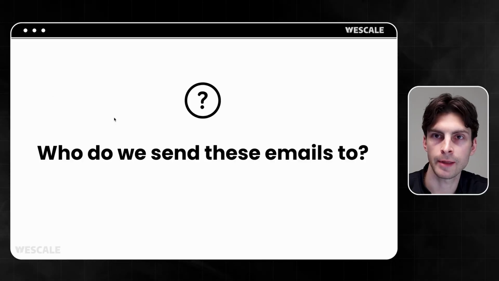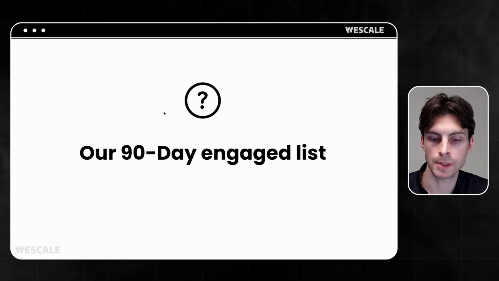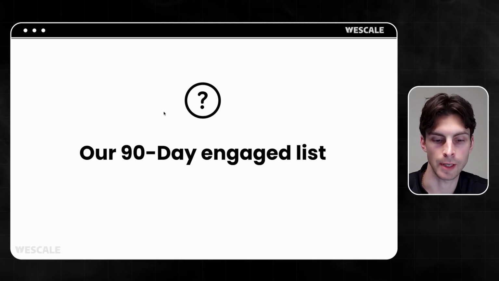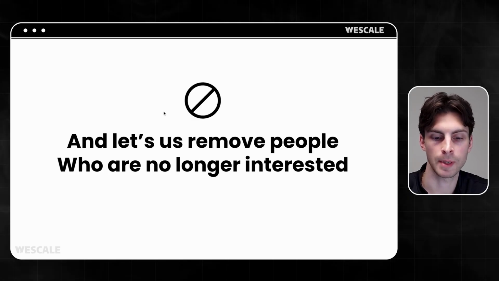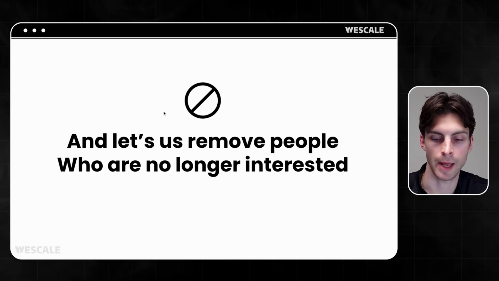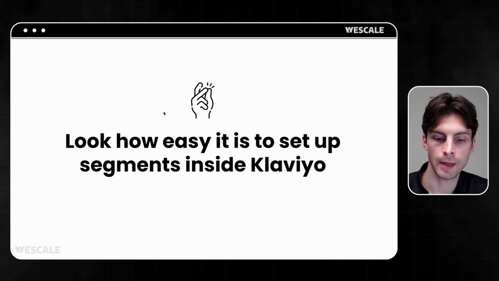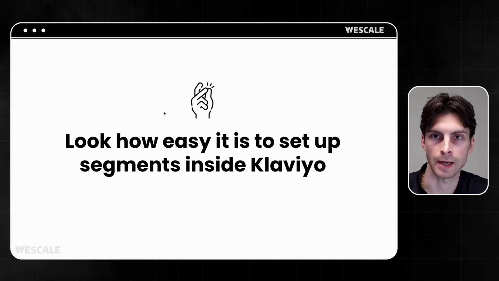Okay, now that we've created the example of the campaign email, who do we send these emails to? We want to send them to our 90-day engaged list because this keeps our deliverability rate high while also letting us remove people who are no longer interested in our brands. And I want to show you quickly how easy it is to set up segments inside Klaviyo.